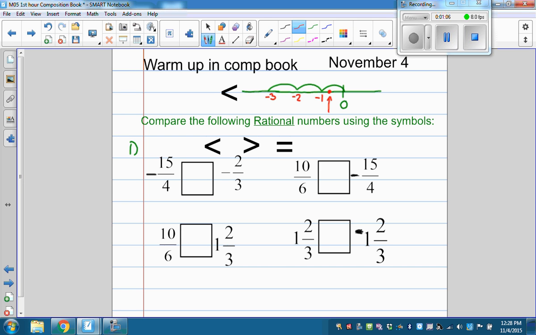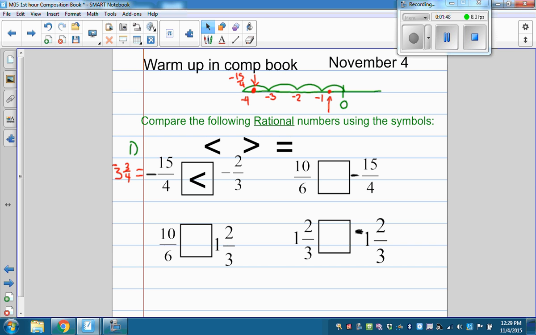But negative 15/4, if we remember, we could change that to a mixed number. 4 goes into 15 3 times, so it's going to be a negative 3 with a remainder of 3/4. So that would be beyond negative 3 and before negative 4. If this is negative 4, negative 15/4 would be about there. Since it's farther to the left, we would say negative 15/4 is less than negative 2/3. Then you just work through the warm-up we did in class like that.